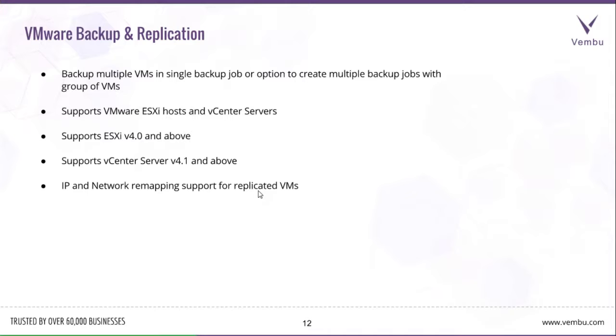Right, so let's see the VMware Backup and Replication here. This is today's webinar we have. You can back up multiple VMs in a single backup job, or there is an option to create multiple backup jobs with groups of VMs. We also support VMware ESXi hosts and vCenter servers. Support for ESXi host starts from version 4.0 and above, and we also support vCenter server starting from version 4.1 and above. We also have IP and network remapping support for replicated VMs. I'll show you this later in the demo.